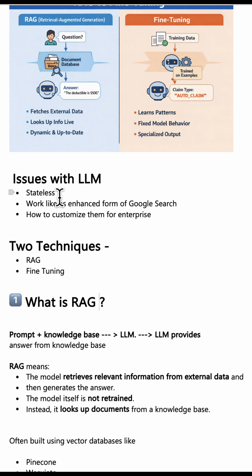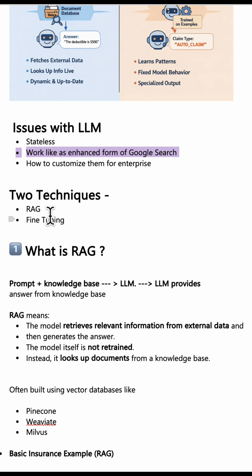LLM models work, as I say, more like a Google search. You give them a prompt and they provide you some information, and these models are trained with a wide amount of data available on the internet. Now suppose you want to use an LLM model for your enterprise, for your own use. How can you do that? There are two techniques for that. One is RAG, retrieval augmented generation, and the second is fine-tuning.